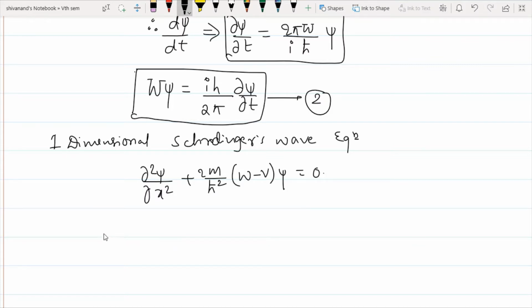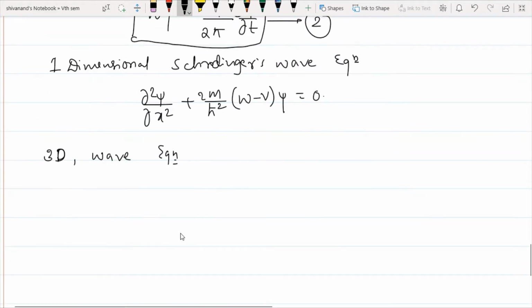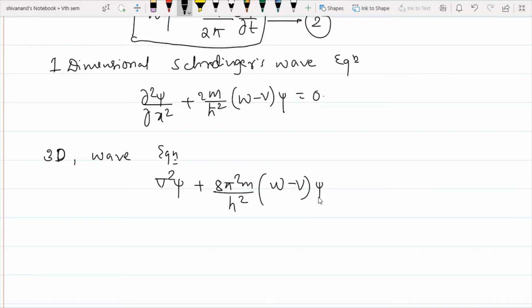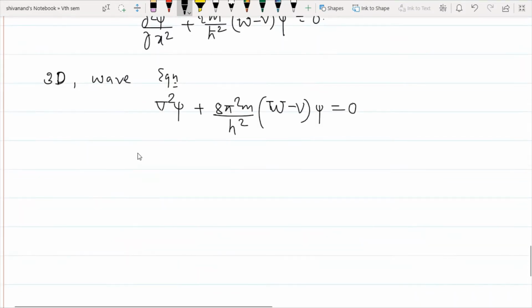If I write this in terms of the three-dimensional wave equation, it becomes del square psi plus 8 pi square m divided by h square, because I have written h in terms of h cut in the first equation, into W minus V of psi is equal to 0.